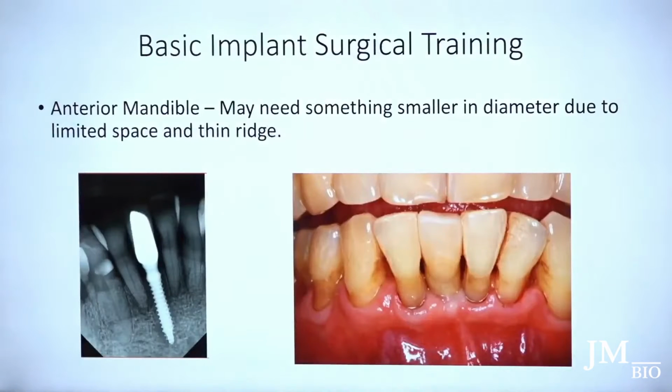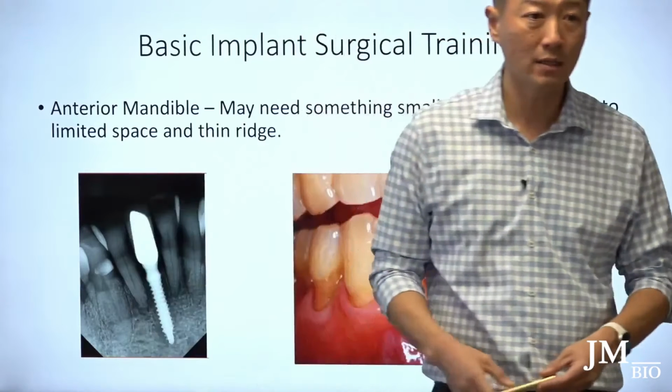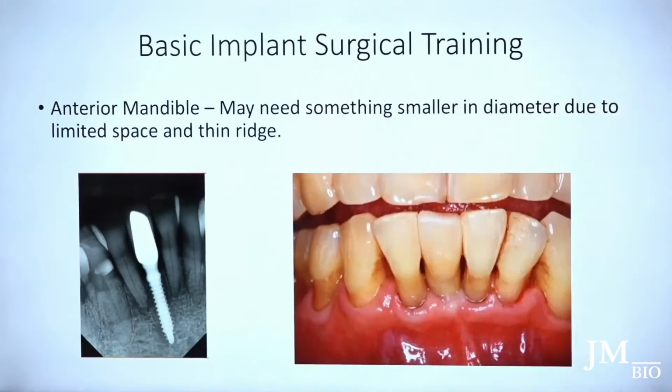And the anterior mandible, as I said, the space is pretty tight. So sometimes it requires mini implants. This is where minis play a role, because you don't have enough space. You can't place even a 3.0 implant sometimes, it's too tight for placing there. So sometimes you have to use the skinnier implants down there. Unfortunately, that's what's required.